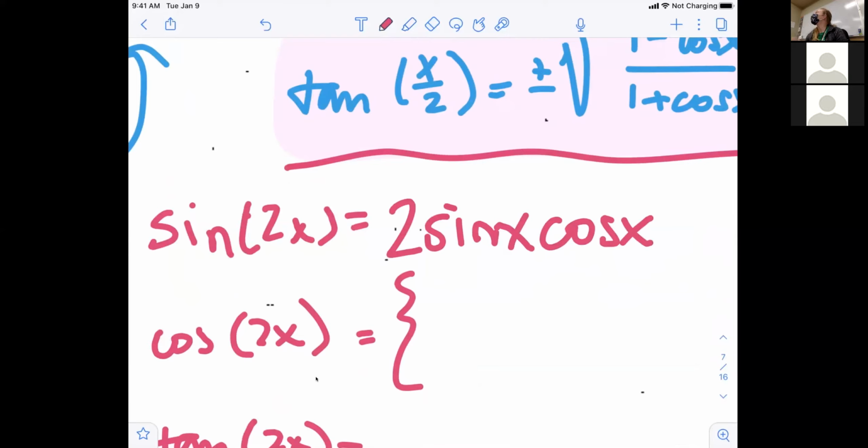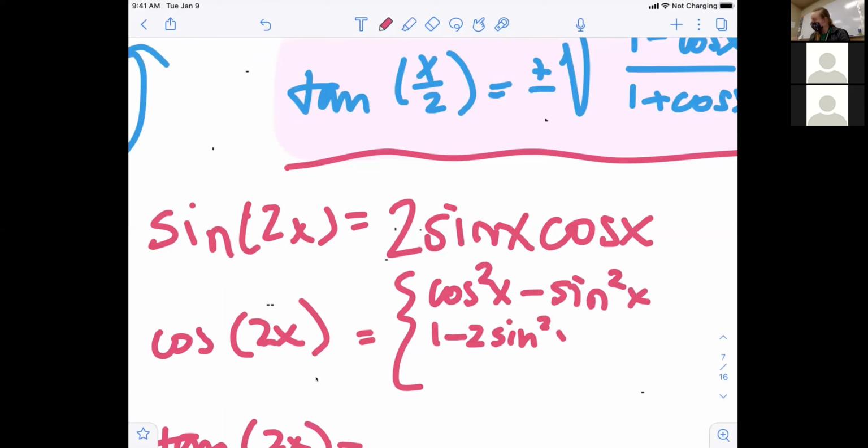That's the same thing as sine of 2x. So if you see sine of 2x, we can replace it with that. Cosine, again, there are 3 of them. The first one is cosine squared of x minus sine squared of x. The second one is 1 minus 2 sine squared x. And then the last one is 2 cosine squared x minus 1.